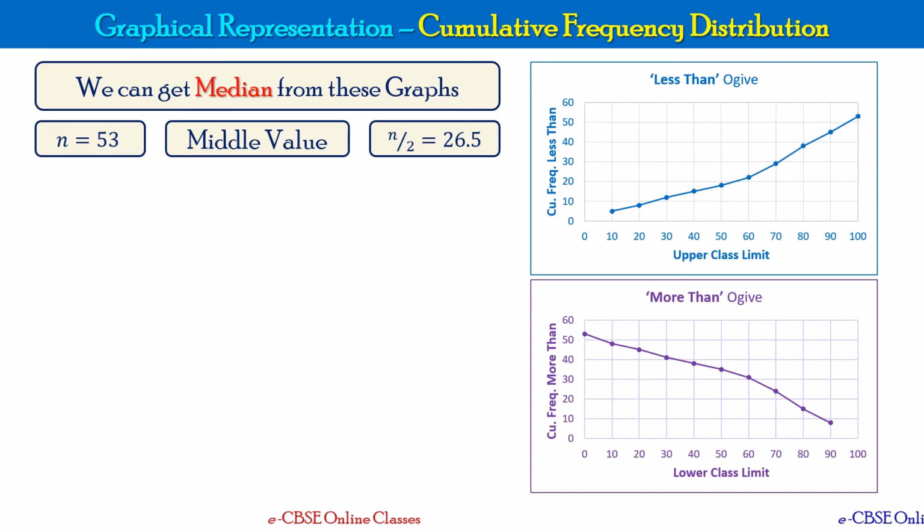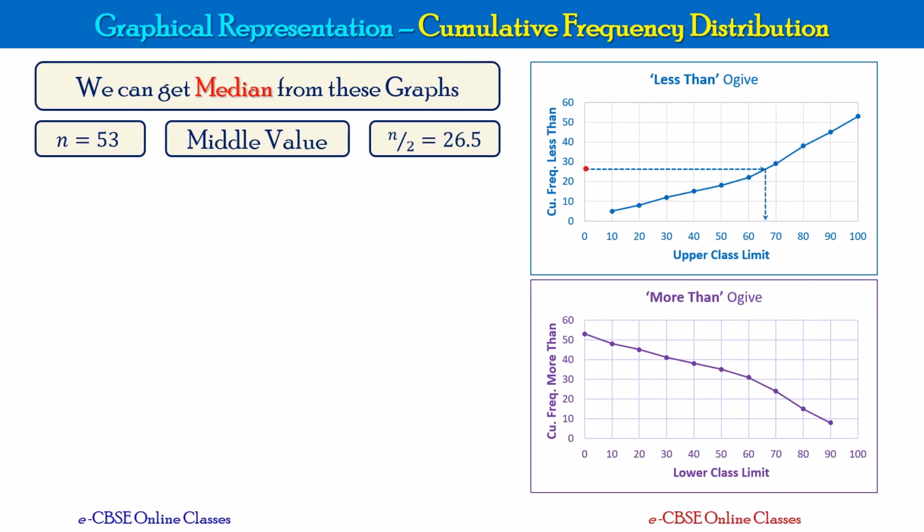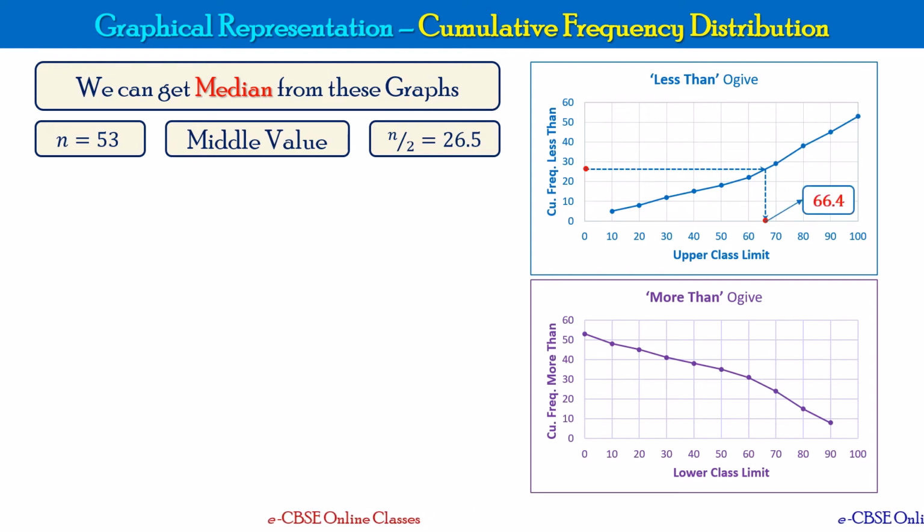Let's see how we can use the ogives to get that. First thing is to identify 26.5 on the y-axis. That is the red dot here. I'm making a horizontal line and projecting onto the graph. And from the intersecting point, I'm making a vertical line until it meets the x-axis. And look at the value there. That is exactly my median. And it is coming out to be 66.4, which is also the value that we have obtained using the formula. We can use the more than ogive also and repeat the procedure, and we get the same value from this graph, which is 66.4.